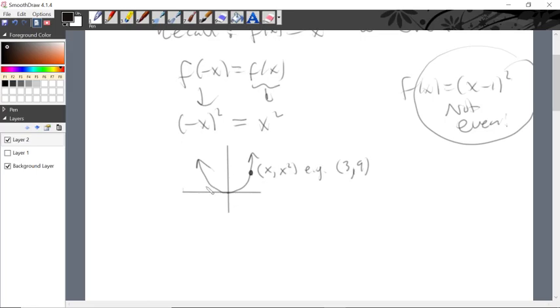Well, if we went to the opposite side of the y-axis and chose exactly the opposite of that x, the associated point would have that opposite x, and that opposite of x would be squared. For example, -3. When we plug that into the function f of x equals x squared, you get -3 squared, which is positive 9. And of course, as we can see, 9 is equal to 9. They're symmetric over the y-axis.